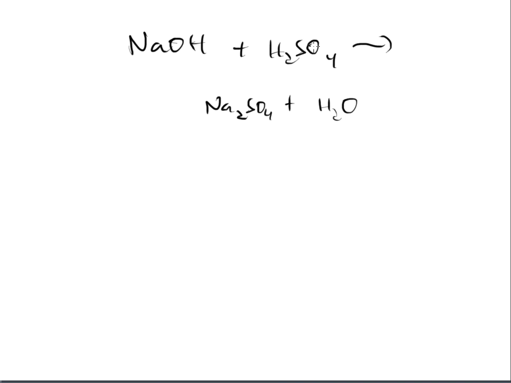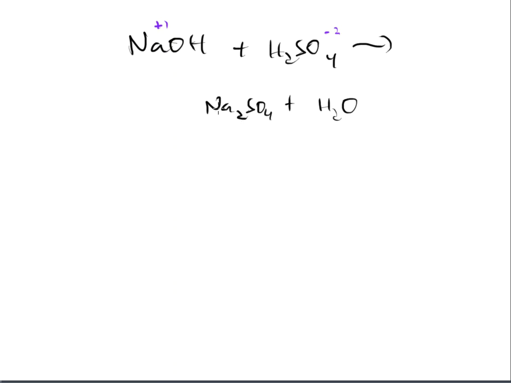The problem is that SO4 is a -2. So I need two sodiums to balance that out, because each one of those is a +1, right? Sodium is a +1, sulfate is a -2. So I need two of those in order to balance that compound. Then I go through and I balance the chemical equation.